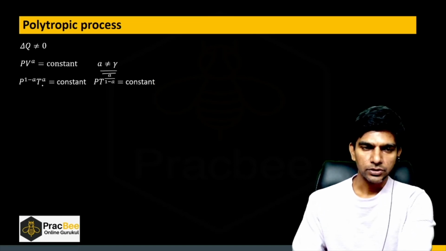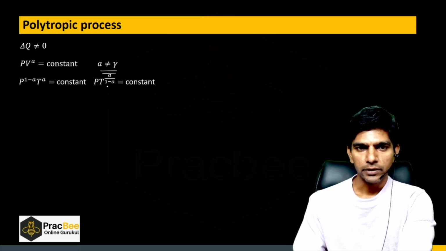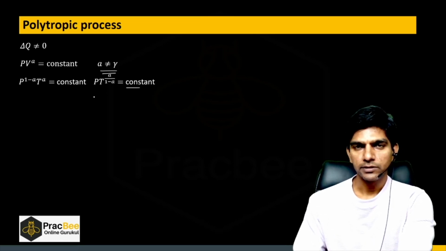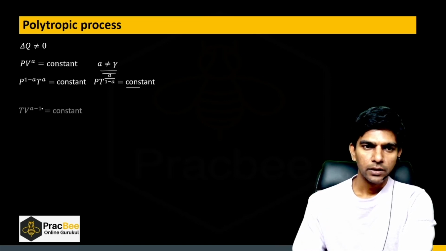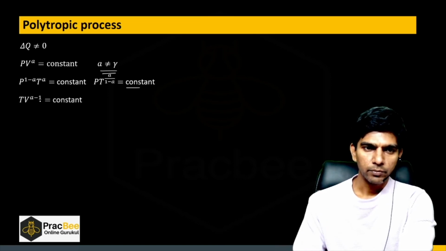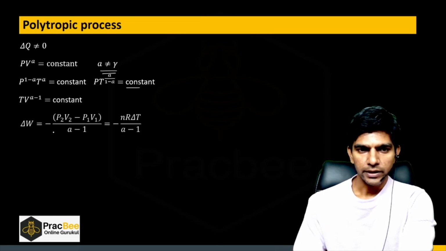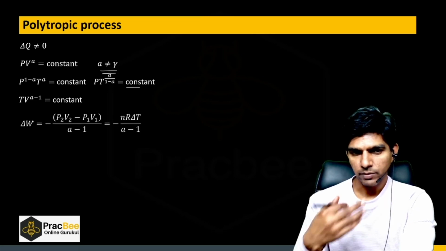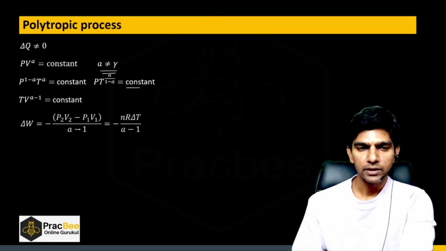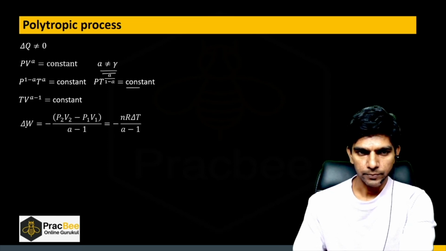And for pressure, we can write P raised to power 1 minus A, T raised to power A equals constant, or we can write P T raised to power A upon 1 minus A is constant, right? Similar to the adiabatic process. And T V raised to power A minus 1 is constant. Again, it is the same formula as for the adiabatic, but we have replaced gamma with A. So you do remember this formula, right?